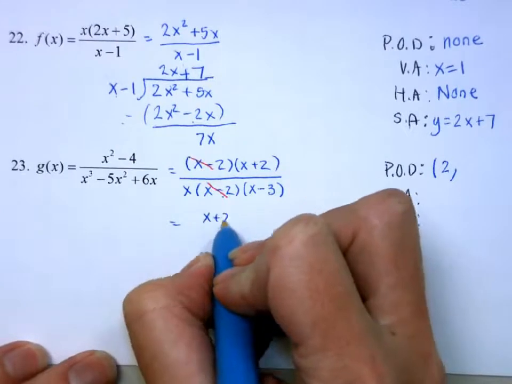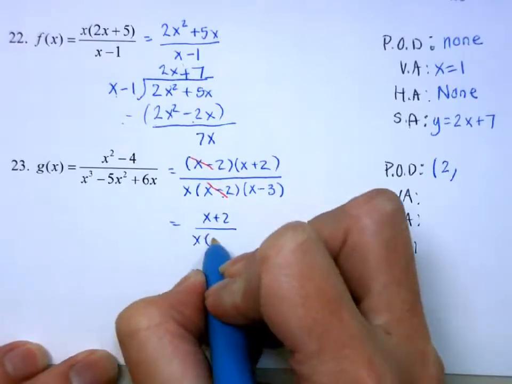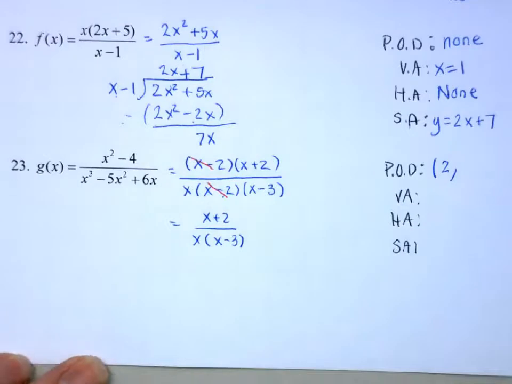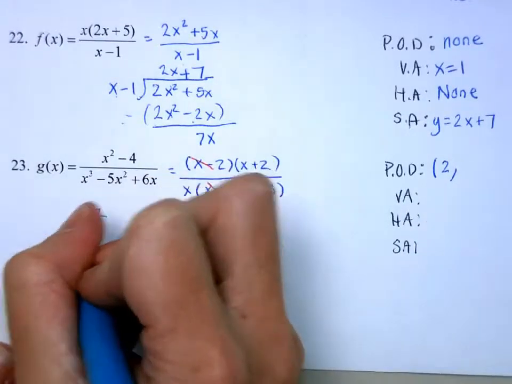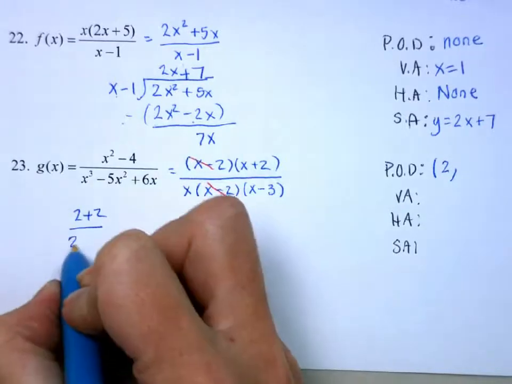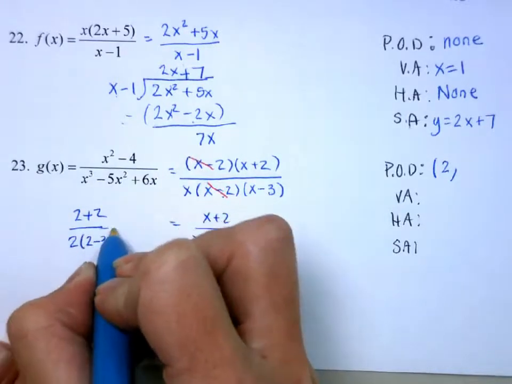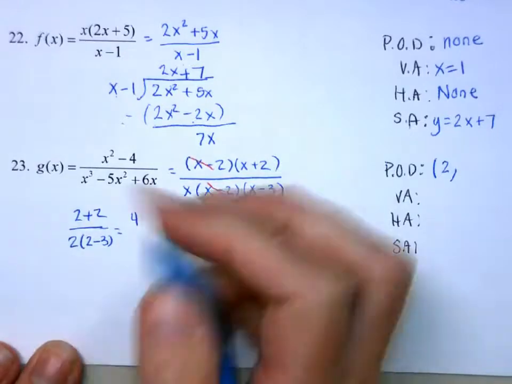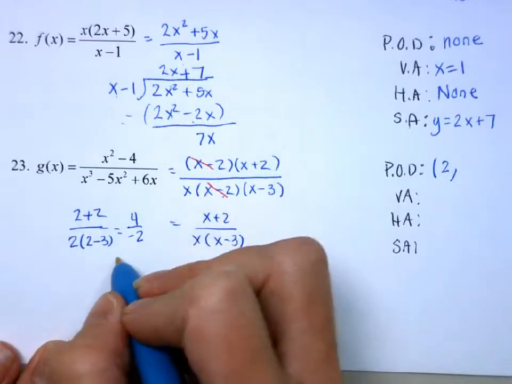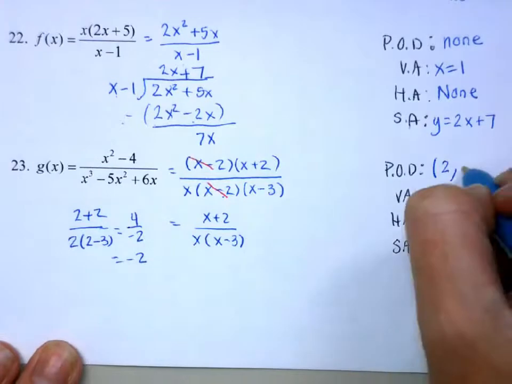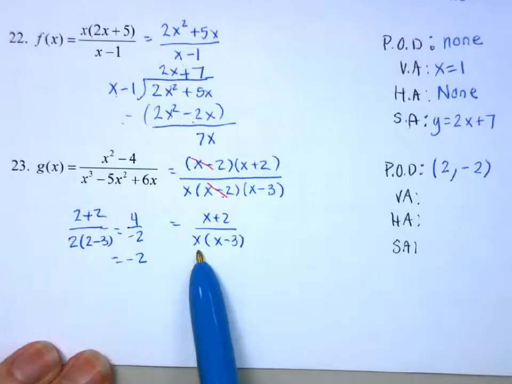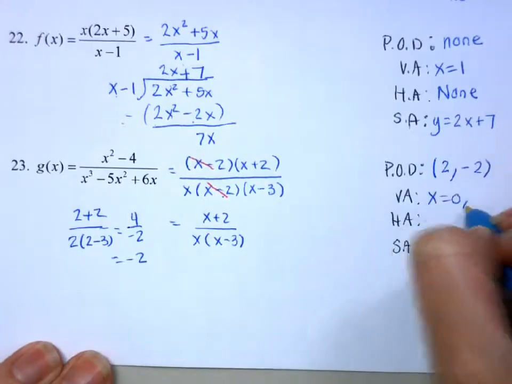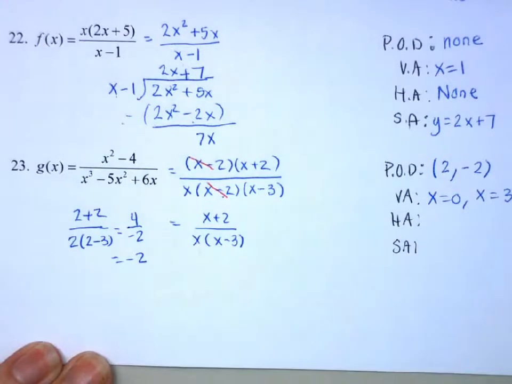Okay, we're going to plug 2 into that. So 2 plus 2 over 2 times 2 minus 3. So that's going to be 4 over negative 1 times 2 is negative 2, which is negative 2. So the y value of our point is negative 2. Vertical is anything left that makes the denominator 0. So x equals 0 and x equals 3. Horizontal, the limit as this goes to infinity. The degree is bigger on the bottom, so it goes to 0. So there is no slant.